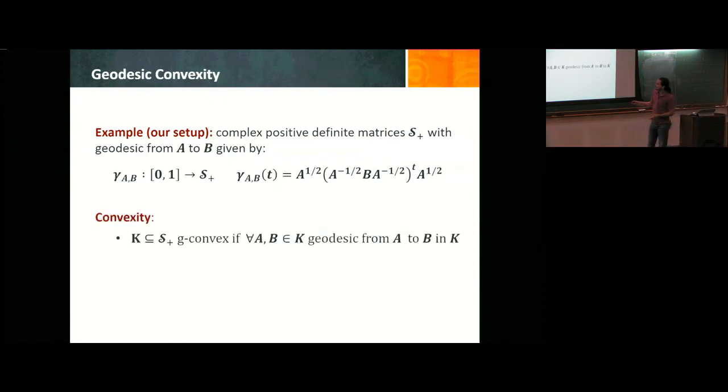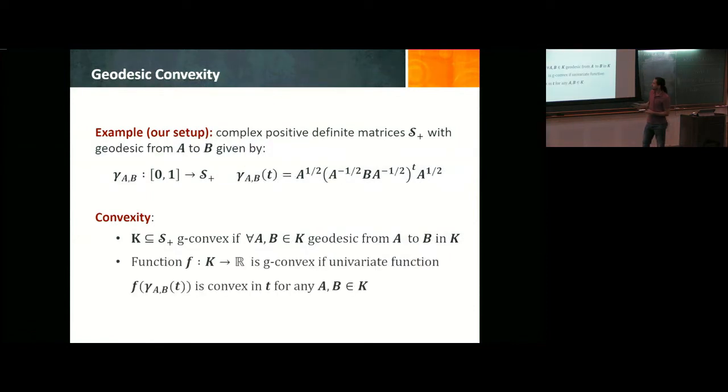Now, convexity is, again, if for all A and B, this geodesic from A to B is in my body, right? And my function is G-convex if, when I restrict my function from this geodesically convex body to any geodesic, I get a univariate function. It's a function of t. So this function is regularly convex in t, for any points in my convex body.